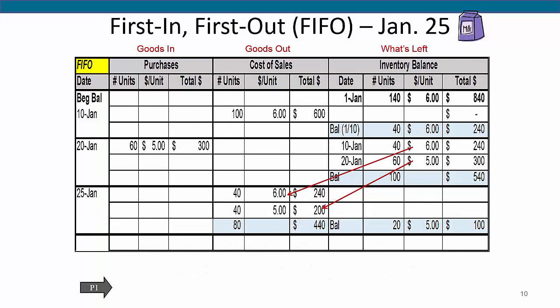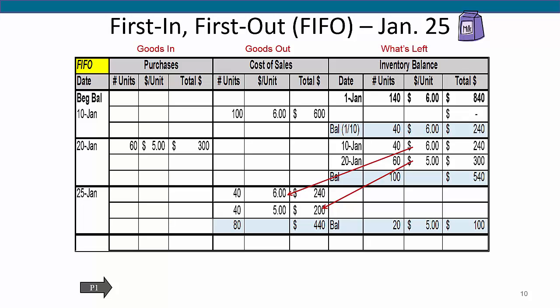On January 25th, then, 80 units are sold. Now, this is where it gets tricky. Which of the 100 units available should we sell? Those costing $6 or those costing $5? Well, we have to sell some of both, but which ones? Remember, using FIFO, you sell the units in the order you bought them.